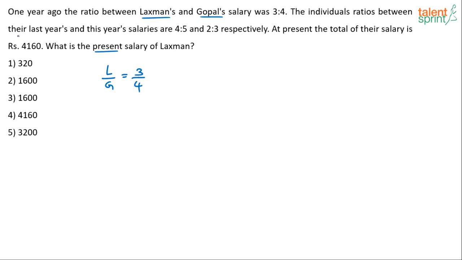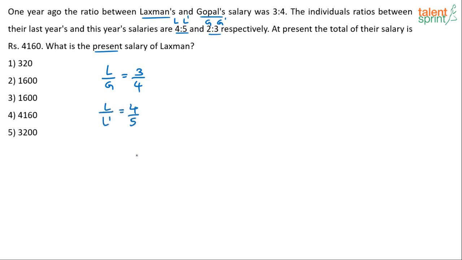The individual ratios between their last year's and this year's salaries are 4:5 and 2:3 respectively. Now you got to understand this. These are individual ratios, which means Lakshman's salary has improved in the ratio of 4:5 and that of Gopal's has improved in the ratio of 2:3. So if this is L, this is L dash, this year's salary, let's say, and this is G, the other one is G dash. So basically L by L dash is equal to 4/5.